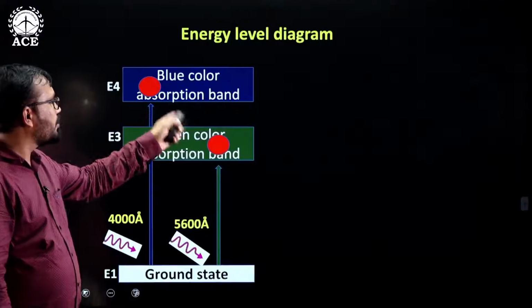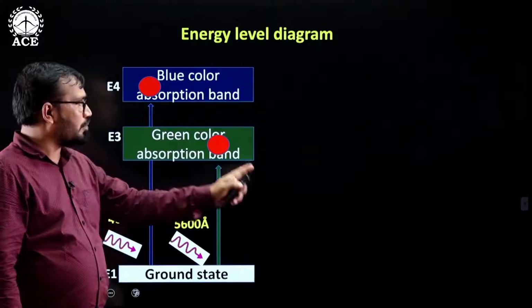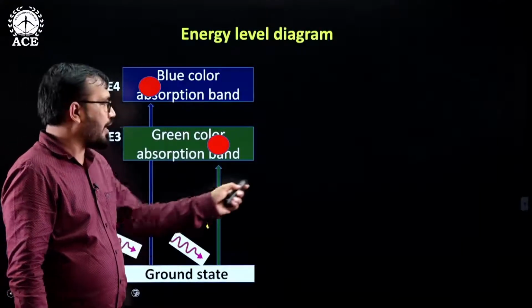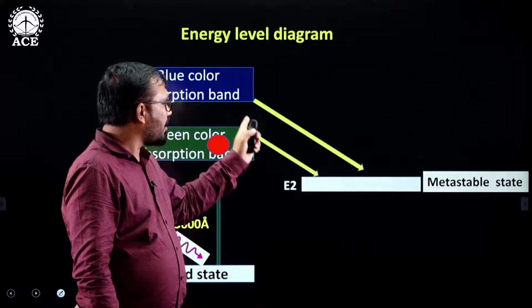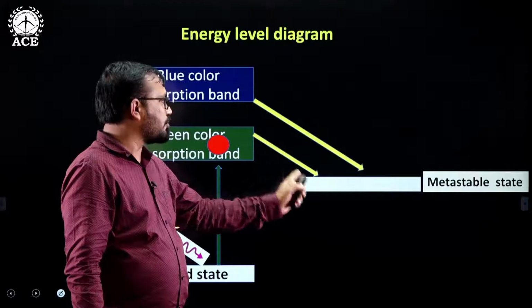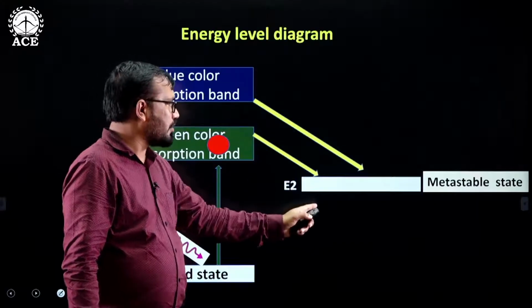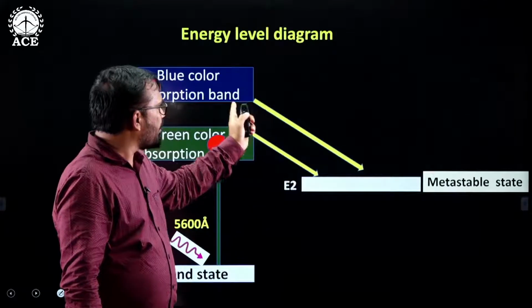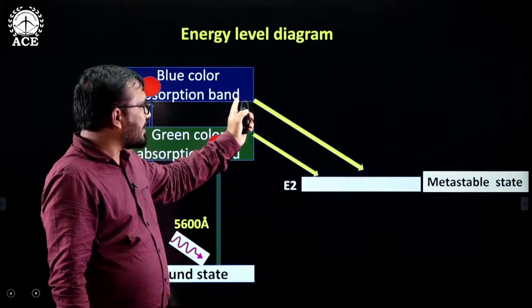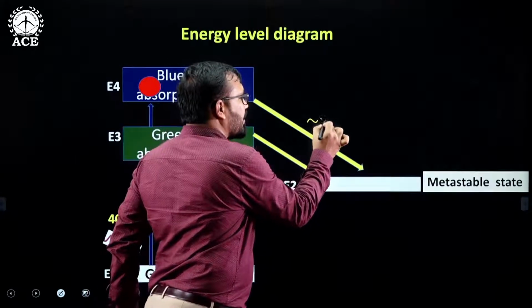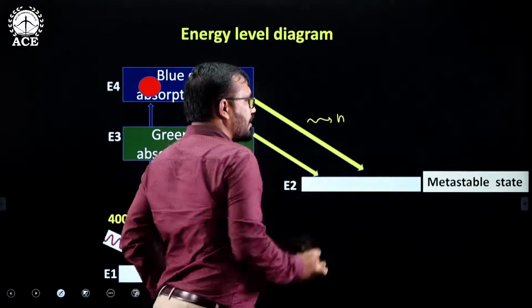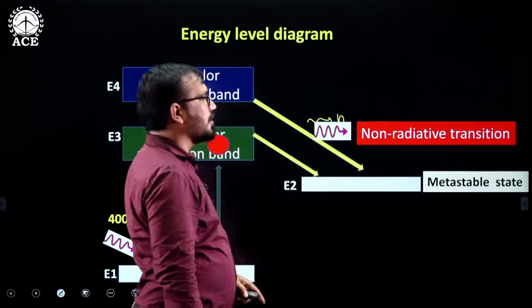These two atoms won't stay in the excited level. They have to come down to the metastable state. We have an arrangement called the E2 level, that is the metastable state. So the transition of atoms takes place to the metastable state. While the atoms come from these excited states to the metastable state, they release energy, that is a non-radiative transition.